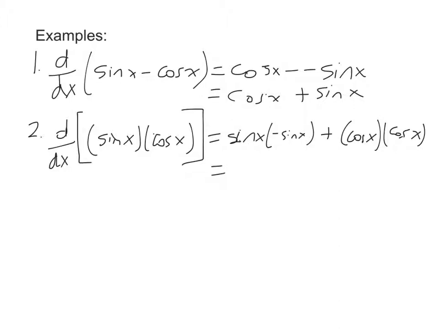And so I can simplify this up. Sine x times negative sine x would be a negative sine squared x, or sine x quantity squared, plus cosine times cosine is going to be cosine squared of x. And this looks like one of our trig identities, but not quite. Remember, sine squared plus cosine squared is equal to 1, but our sine squared is negative here.